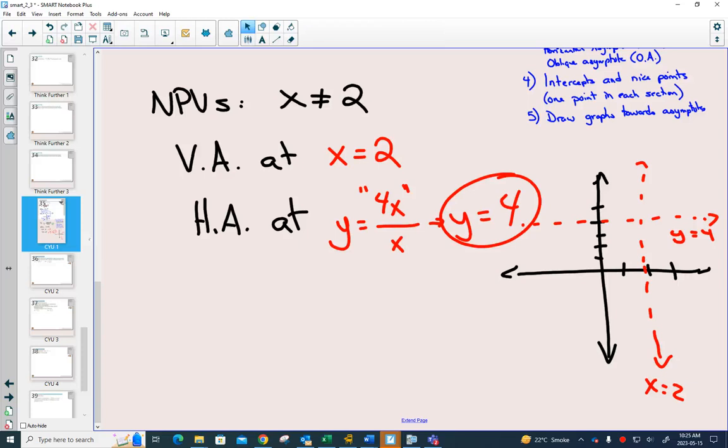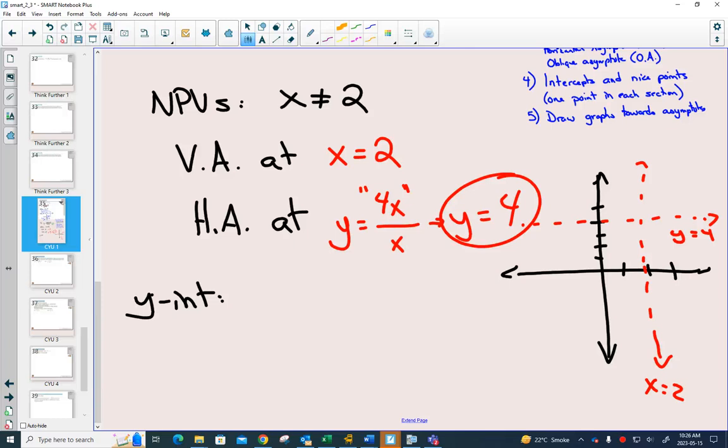Step 4. We need to find some points. The points that you're always going to find are your x-intercepts and y-intercepts. And then I have in brackets a few other nice points as needed. And you need 1 point per section. So what does this mean? Well, first, let's find our y-intercept, which is the easiest one. We'll start with the easy one.